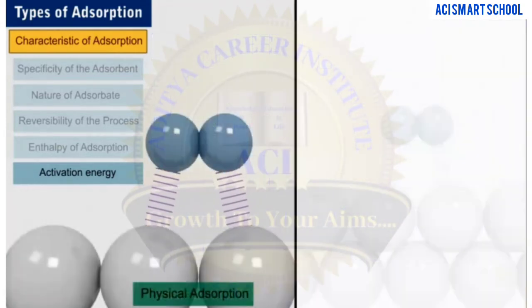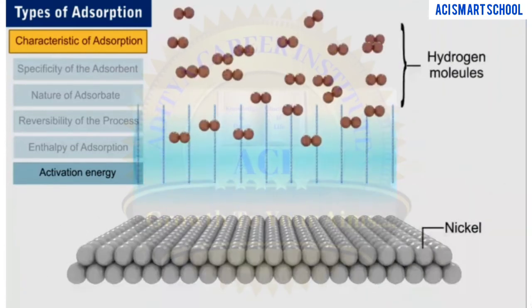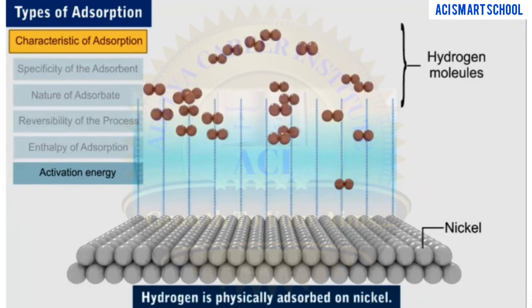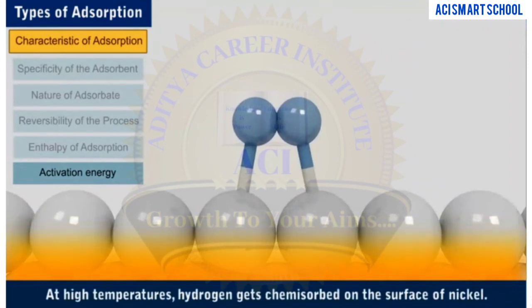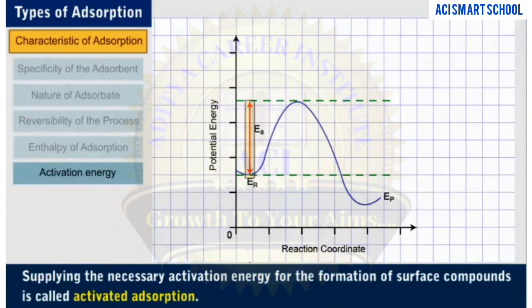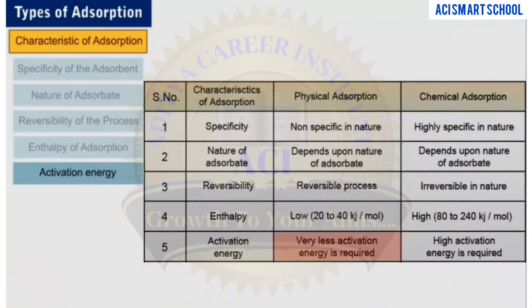A gas may be physically adsorbed at low temperature but chemisorbed at high temperature. During the adsorption of hydrogen on nickel at low temperatures, hydrogen is physically adsorbed on nickel. However, at high temperatures, hydrogen gets chemisorbed on the surface of nickel. In other words, an increase in the temperature supplies the necessary activation energy for the formation of surface compounds, and the process is called activated adsorption. We can therefore conclude that physical adsorption requires no appreciable activation energy, while chemical adsorption requires high activation energy.